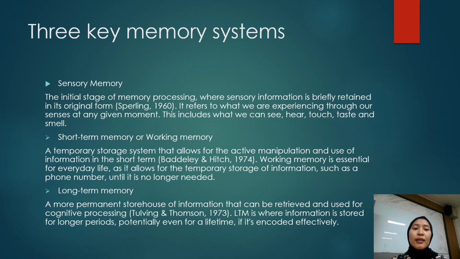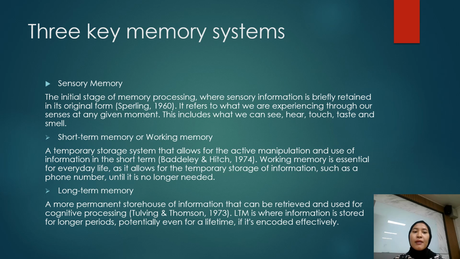So this is a temporary storage system that allows for the active manipulation and use of information in the short term. So working memory is essential for our everyday life because it allows for the temporary storage of information. For example, when we receive new information, like a phone number, when we want to memorize a phone number, the short-term memory will keep it until it is no longer needed.